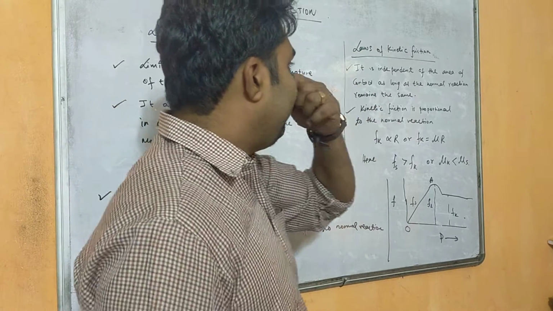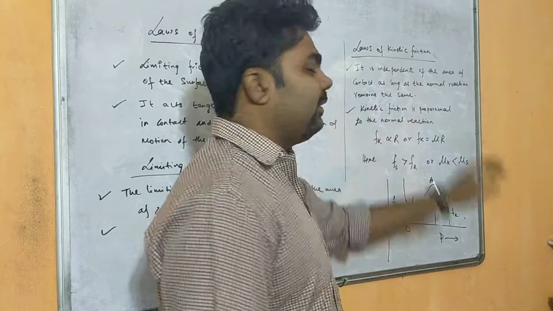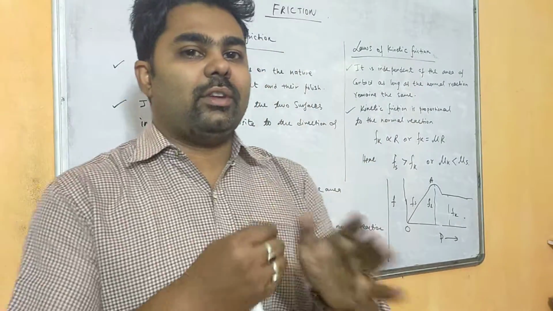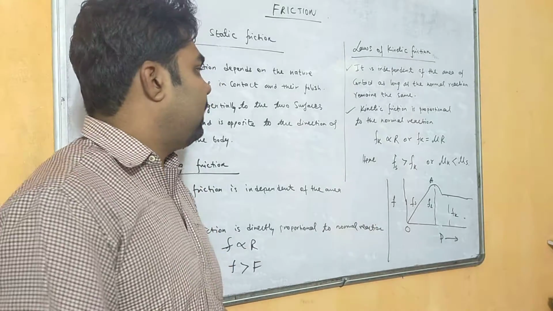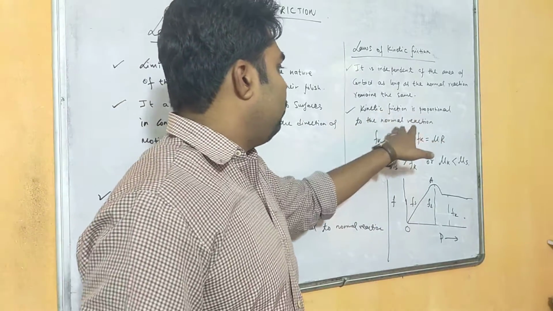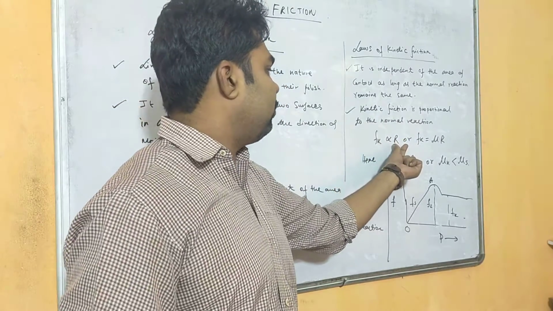Next, we have laws of kinetic friction. It is independent of the area of contact as long as the normal reaction remains the same. That means when the object starts moving, it remains independent of the area of contact. Kinetic friction is proportional to normal reaction. That means Fk, the kinetic friction, is directly proportional to normal reaction.